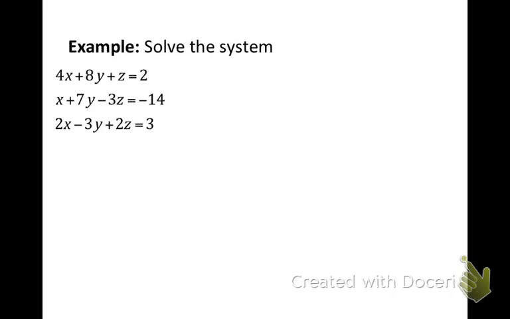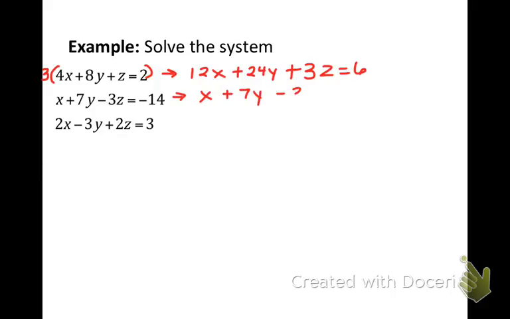So if I wanted to eliminate the z's in line 1 and line 2, what would I multiply line 1 by? 3. Good. So I'm going to multiply everything here by 3. So that gets me 12x plus 24y plus 3z is equal to 6. I'm going to bring down the second line, which was x plus 7y minus 3z is equal to negative 14.